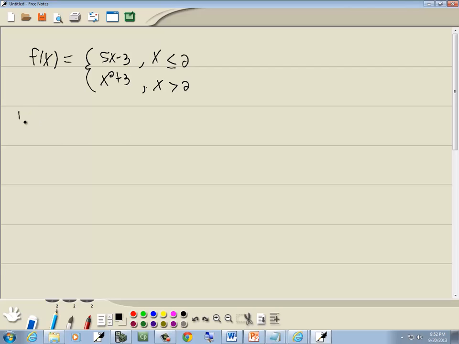Okay, step 1. We want to find our derivative. Now, taking the derivative, we take the derivative of everything where it's sitting. So the derivative of 5x minus 3 is 5. The derivative of x squared plus 3 is 2x.